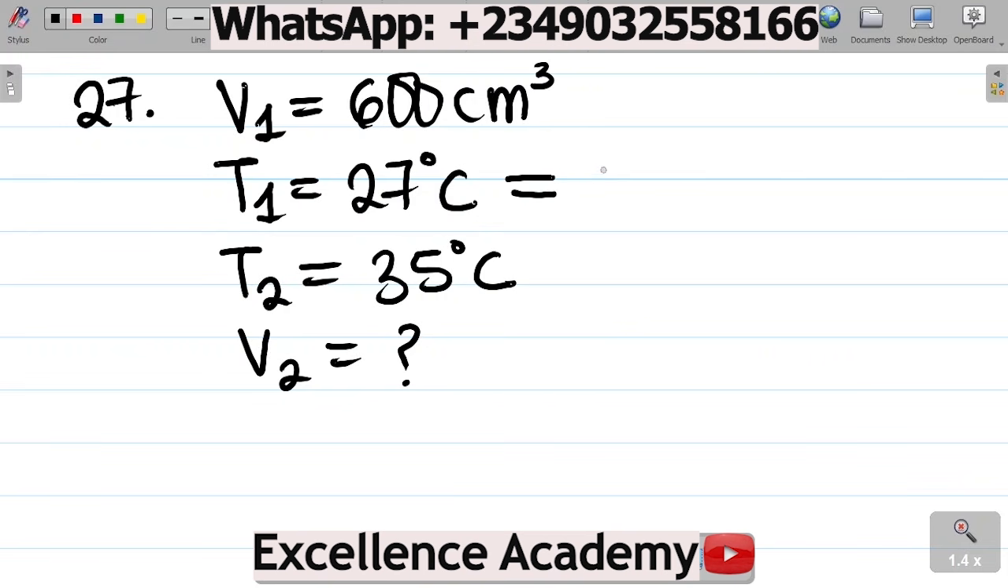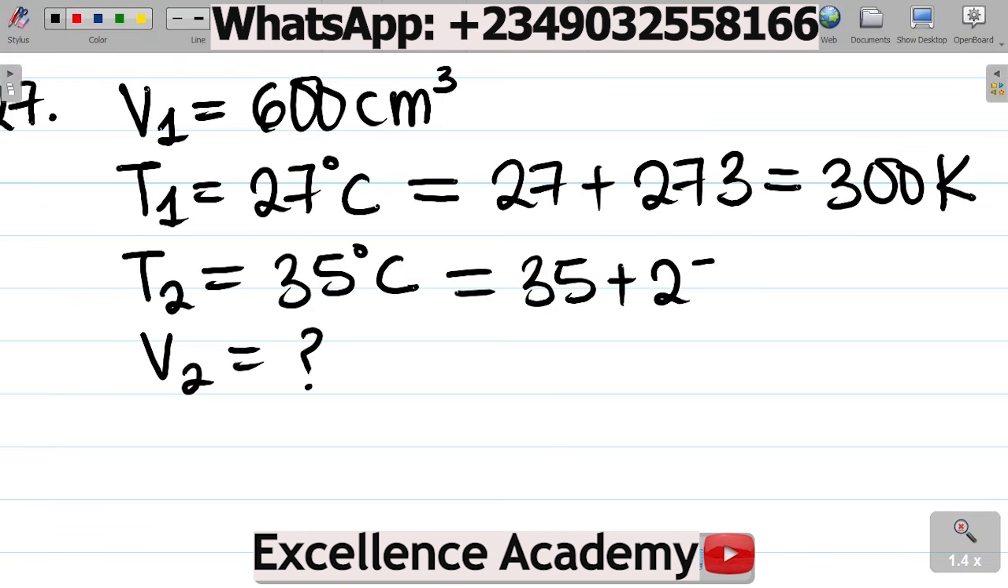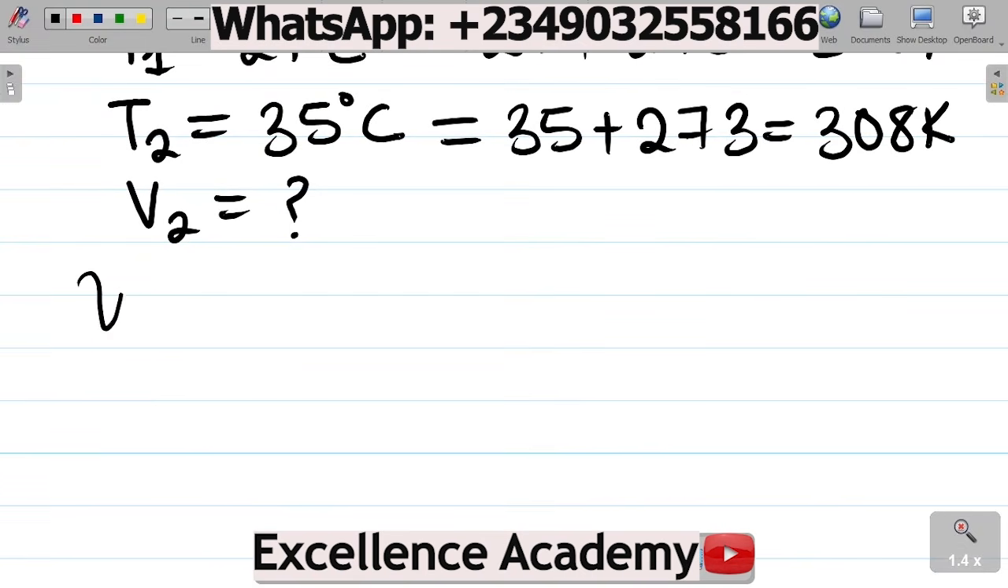So converting 27 degrees Celsius to Kelvin, that becomes 27 plus 273. If you combine this gives you 300 Kelvin. This is also to convert T2 to Kelvin. That becomes 35 plus 273. And if you combine this, that's 308 Kelvin. All right, let's use Charles' law.